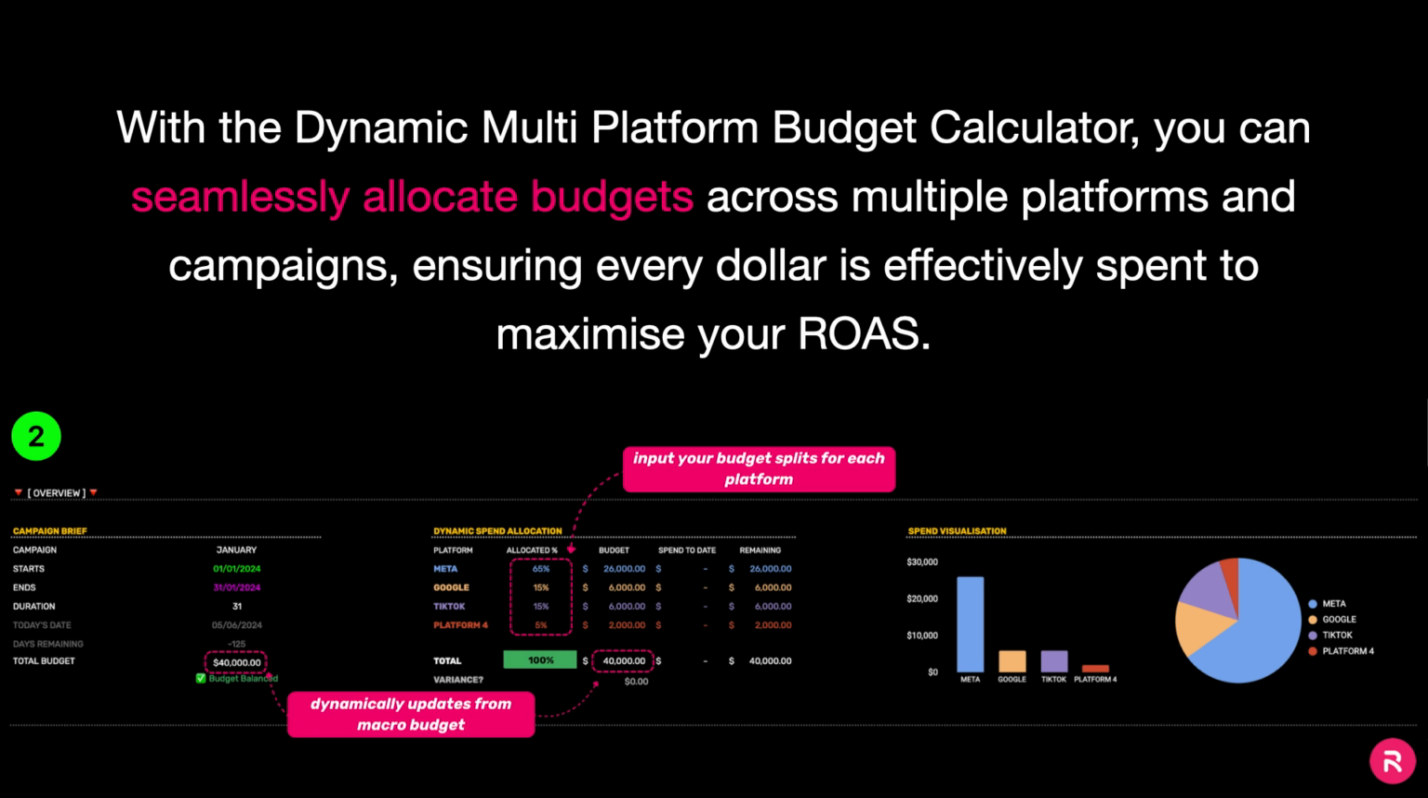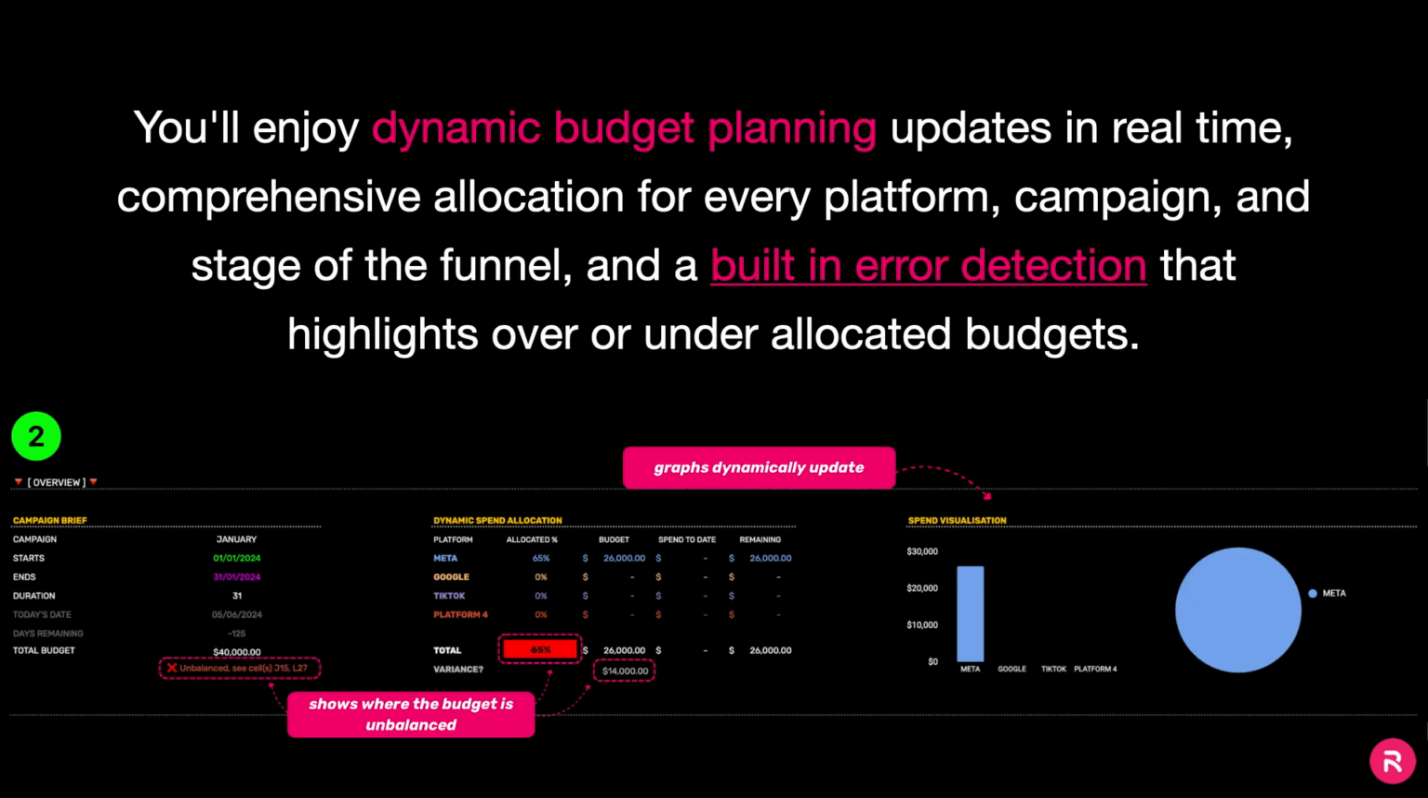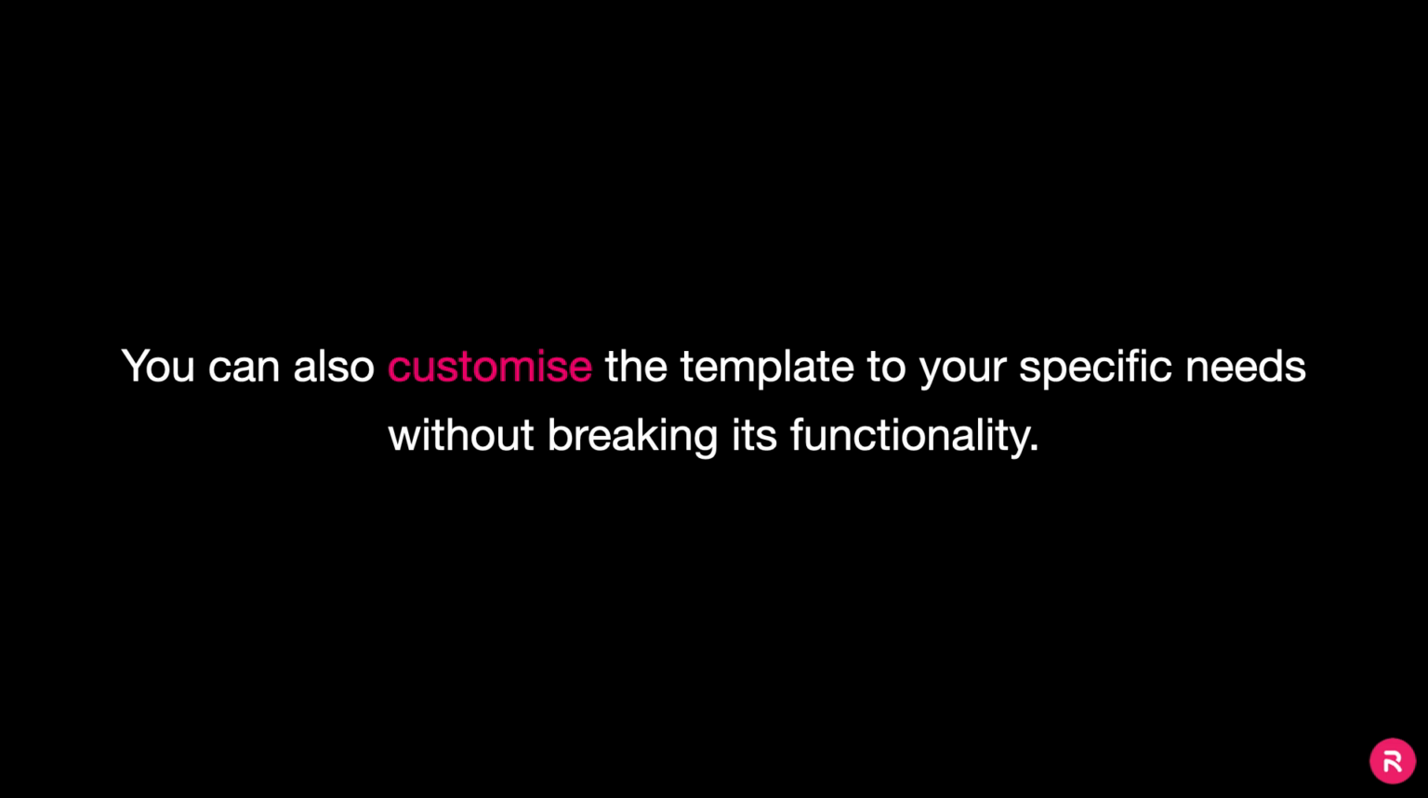With the dynamic multi-platform budget calculator, you can seamlessly allocate advertising budgets across multiple platforms and campaigns, ensuring every dollar is effectively spent to maximize your return on ad spend. You'll enjoy dynamic budget planning updates in real time, comprehensive allocation for every platform, campaign, and stage of the funnel, and a built-in error detection that highlights over or under allocated budgets. You can also customize the template to your specific needs without breaking its functionality.